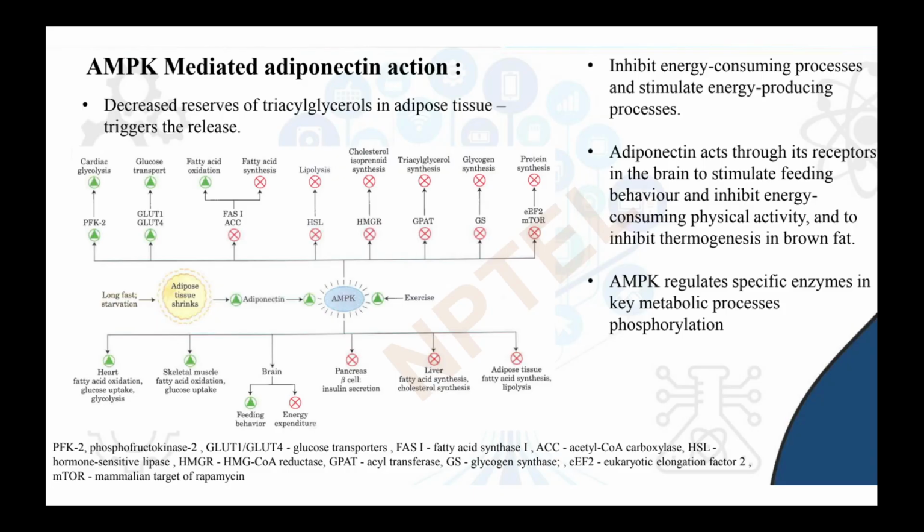And adiponectin acts through its receptor in the brain to stimulate feeding behavior, and it inhibits the energy consuming physical activities, and it regulates specific enzymes in key metabolic processes by phosphorylation. Okay, since it's a kinase, I've already mentioned that, it phosphorylates different enzymes, and depending on the enzyme, the enzyme either gets activated or inhibited. Is that clear to you? Yes, ma'am.